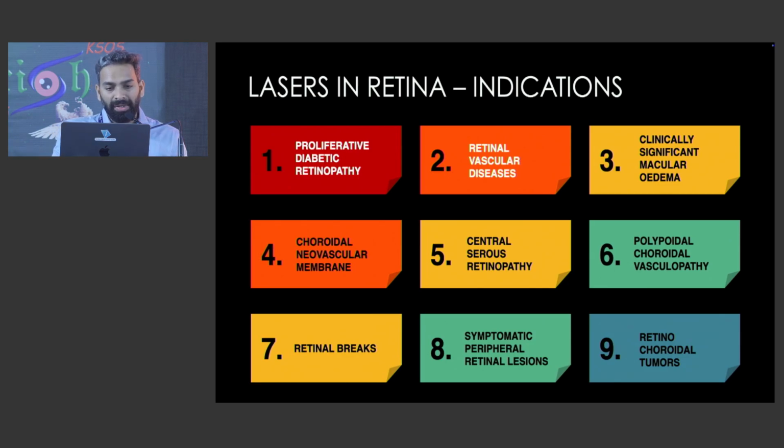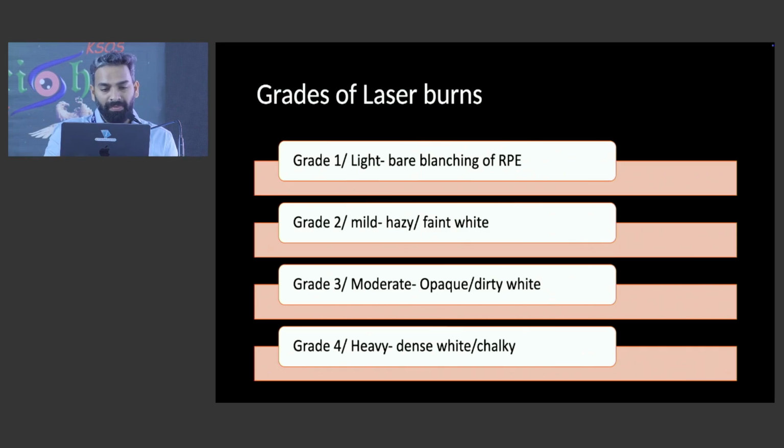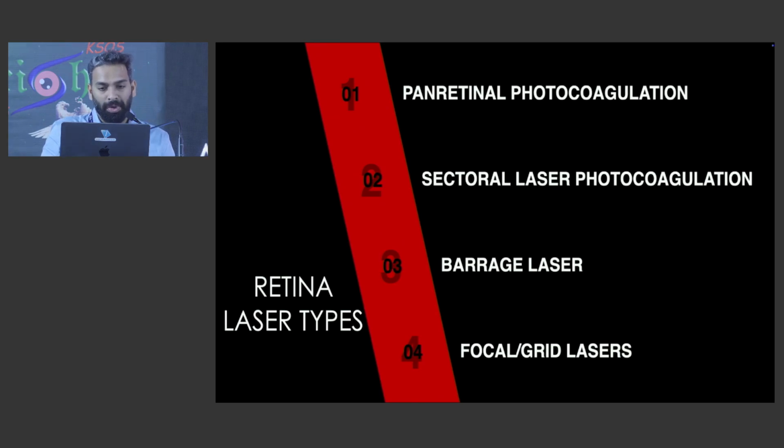So laser in retina can be used in multiple areas: PDR, retinal vascular diseases, clinically significant macular edema with focal lasers, choroidal neovascularization, CSR, PCVs, retinal breaks, symptomatic peripheral retinal lesions, and retinochoroidal tumors. What are the different grades? Grade 1 is light barely visible blanching of the RPE. Grade 2 is mild, hazy or faint white. Grade 3 is moderate or opaque dirty white. Grade 4 is heavy, dense, chalky white laser spots.